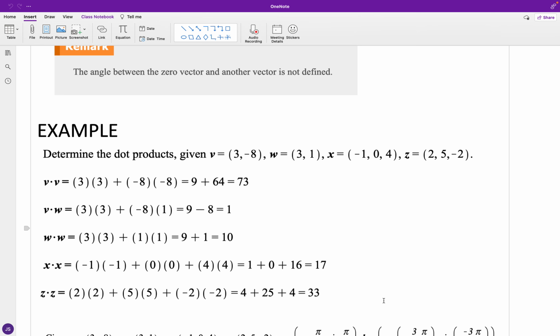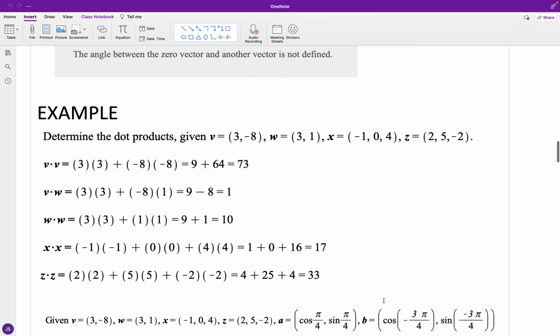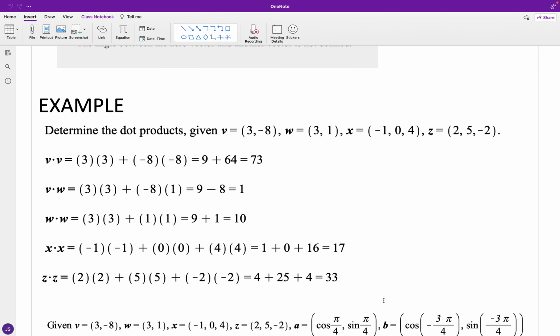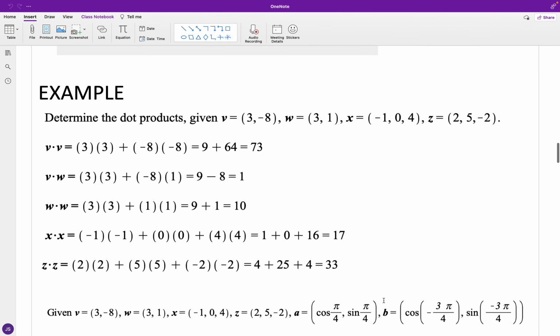All right, and now where angle is concerned, say you have v at 3, negative 8, w at 3, 1, x still at negative 1, 0, 4, and z at 2, 5, negative 2.